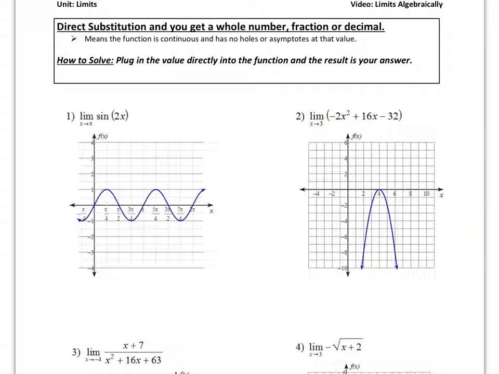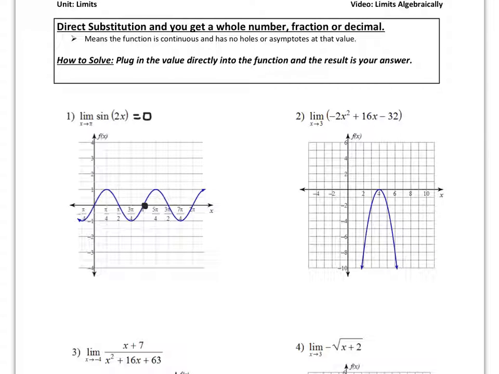So let's first look at it graphically. Say I have the limit as x approaches pi of sine of 2x. Here's the graph of sine of 2x, and as x approaches pi, which is right here, from the left and from the right, it looks like the limit is 0. I want to prove that algebraically. We know the answer is 0 just by looking at the graph, right? Because it approaches 0 from both sides.